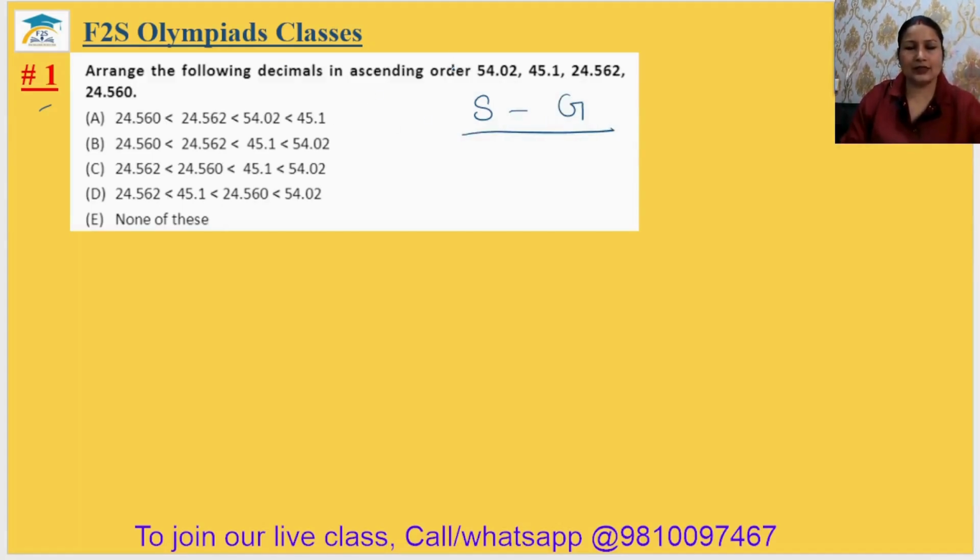So first arrange the numbers and then I will check the option. So how can we check? First, this is called the whole number. This is called the decimal number. So if the whole number is smaller, then that number will be smaller. So here it is 24, here it is 24. Both are equal. Then we will move to the decimal number.